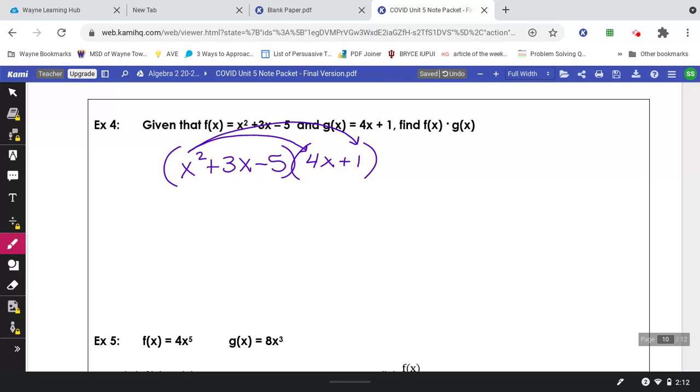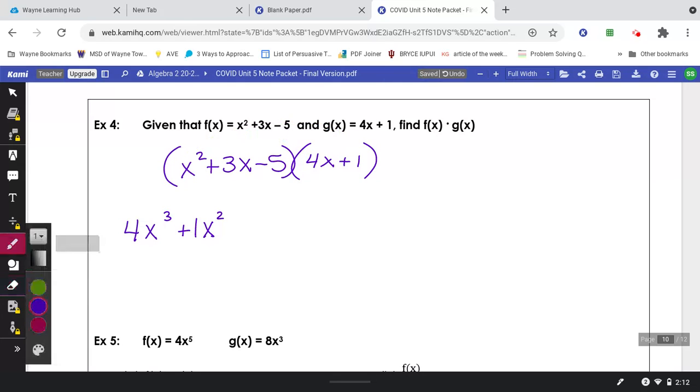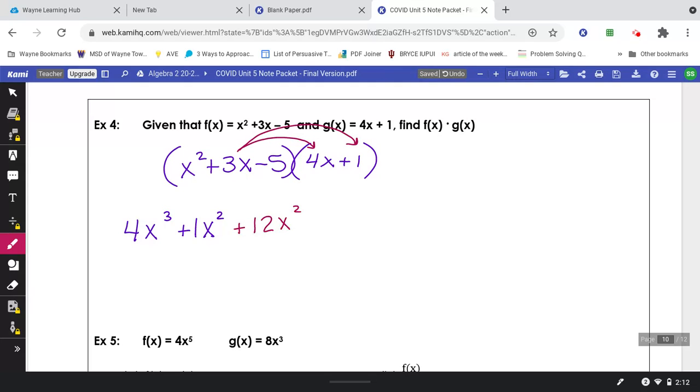So x squared times 4x gets me 4x to the third. X squared times 1, 1x squared, or if you'd like, just x squared. It's up to you whether you want that 1 there or not. Now we do the same thing with the 3x. So I'm going to erase these lines so I don't get confused. Switch colors here. You're going to multiply the 3x times both of these. So 3x times 4x, 12x squared. And 3x times 1, 3x.